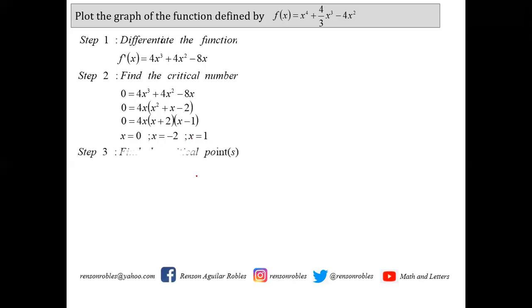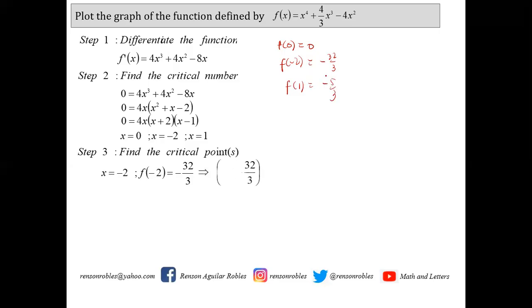And then the third step is to find the critical points. To look for the critical points, you consider these values of x, and then you replace x in the original given function. So we just replace x by 0. So f of 0 is equal to 0. f of negative 2 is equal to negative 32 over 3, and f of 1 is negative 5/3. Okay, so we have the critical points.